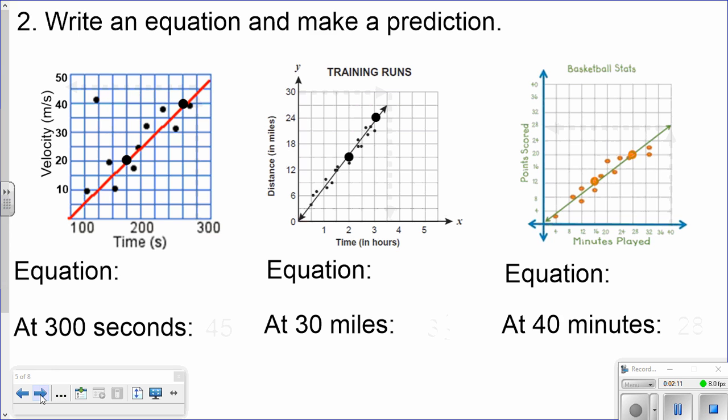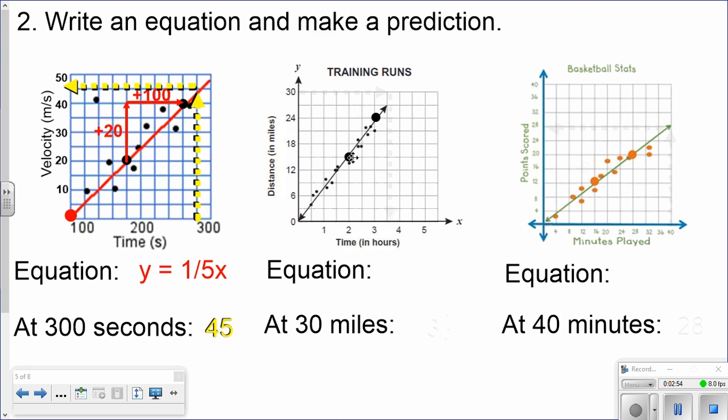Now, write an equation and make a prediction. In this first example, we want to write our equation. We know that we need the slope and we need the y-intercept. For the slope, we'll pick 2 points on the line. You can see these points are a little bit bigger, so you know those are the easiest ones to use. We count up and over, so that's up 20 over 100. 20 over 100 simplifies to 1/5, and our y-intercept here is at 0. Then we go to 300, go up to the red line, and then over to 45.